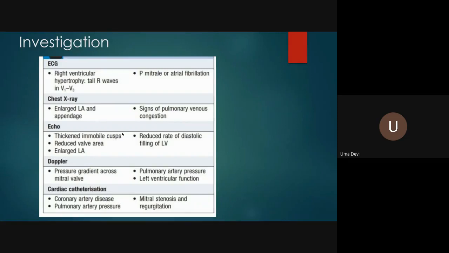Now, before going for any surgical procedure, suppose you are planning for surgery, we'll have to also look for any associated coronary artery disease, and if coronary artery disease is there, when we are going for surgical intervention, we will have to plan accordingly.